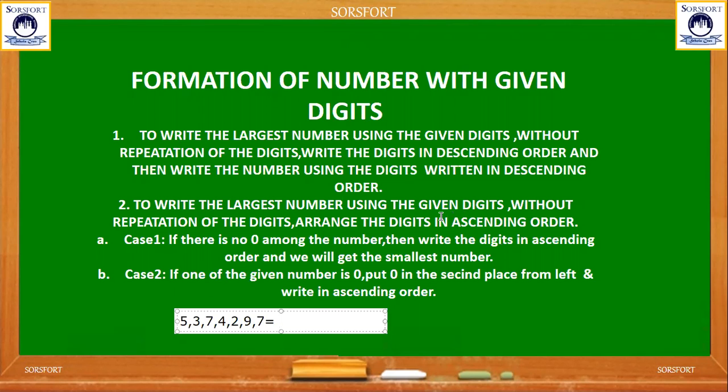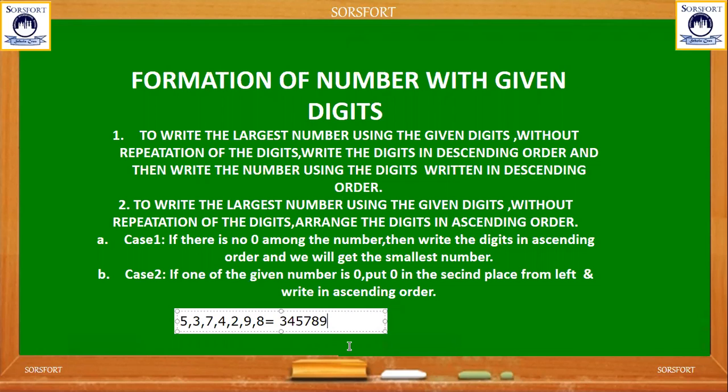To write the smallest number using the given digits, what do we need to do? Without repetition, arrange the digits in ascending order. So without repetition, 7 will not be repeated here. Now let's see. First we have to arrange in ascending order. So first 3 will come. After 3, 4. After 4, 5. After 5, 7. After 7, 8. After 8, 9. This is the smallest number formed by using the given digits.